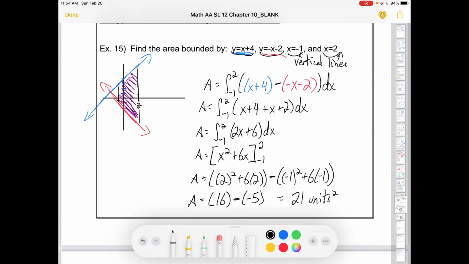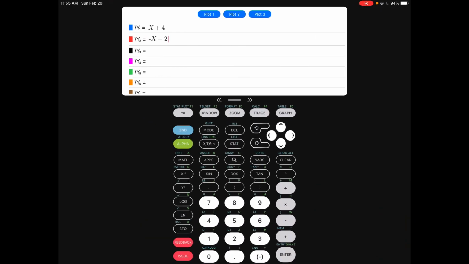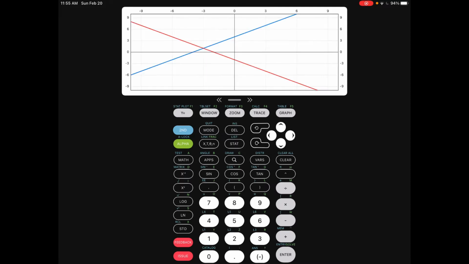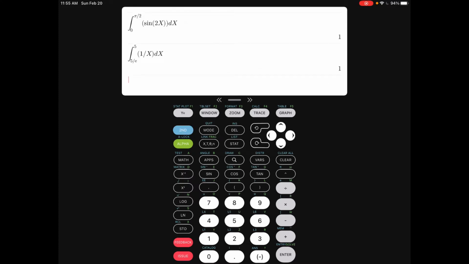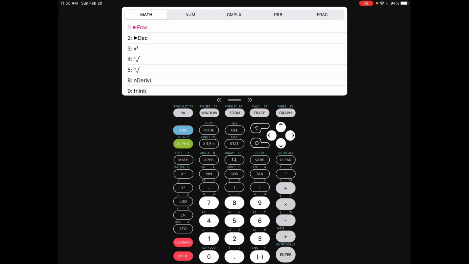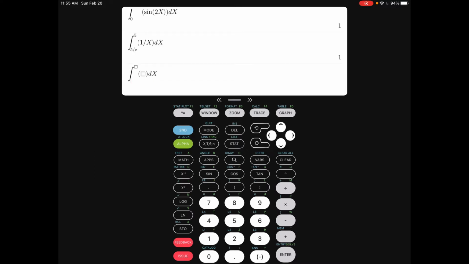I can get the calculator to do something similar. I think I probably want to do it without seeing the graph, so I'll just set it up here. Actually, maybe we will look at the graph. So here's the graph of those two functions, just like I thought. Blue one's going up, red one's going down. I'm going to press second mode to quit. I'm going to press math for the definite integral down here. And I'll give it its boundaries, negative 1 to 2.